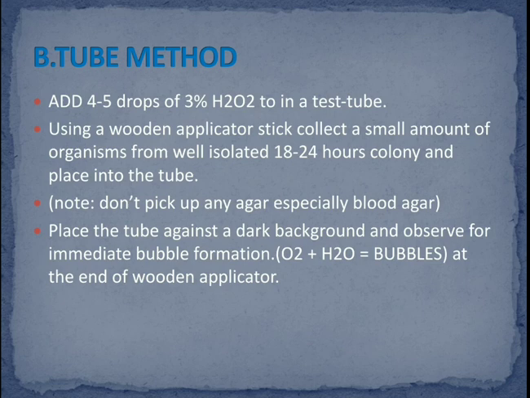Moving to test by tube method. Add 4 to 5 drops of 3% hydrogen peroxide to a test tube. Using a wooden applicator stick, collect a small amount of organism from a well-isolated 18 to 24 hours colony and place into the tube. Don't pick up any agar, especially blood agar, during this test. Place the tube against a dark background and observe immediate bubble formation at the end of the wooden applicator.